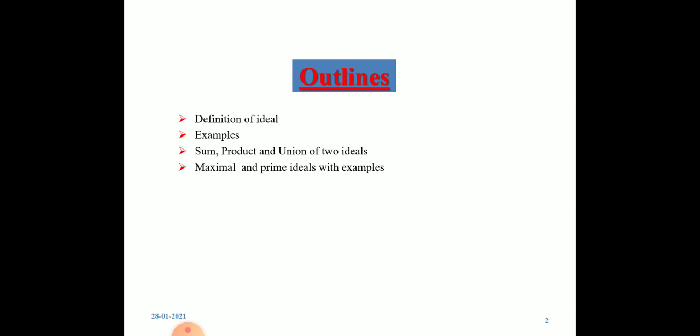These are the outlines of my today's work. Firstly, the definition of ideal with some examples. Then we will define some product and union of two ideals. And then the very important maximal and prime ideals with some examples.